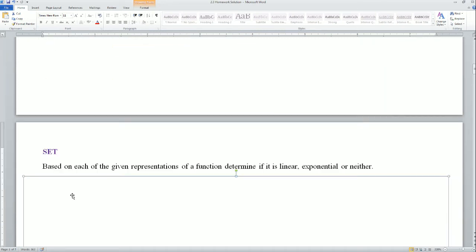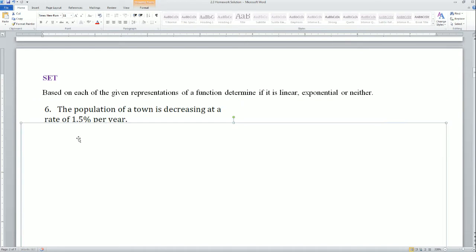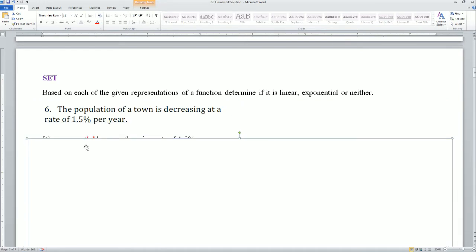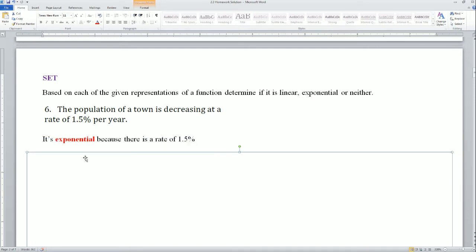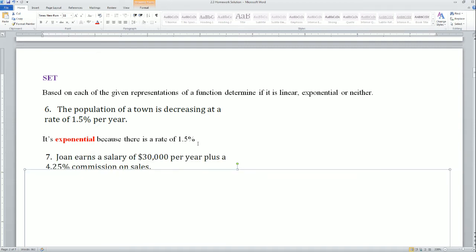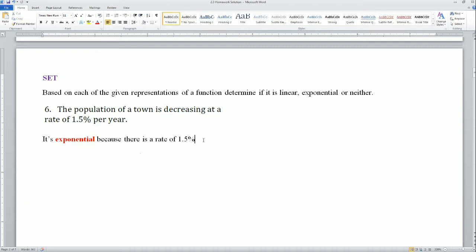Next. All right, set. Based on each of the given representation of the function, determine if it's linear, exponential, or neither. The population of a town is decreasing at a rate of 1.5% per year. It is exponential because there is a rate of 1.5, right? The population is decreasing, so the R here, right? I can just show it to you. So this 1.5% is really 0.015, right?